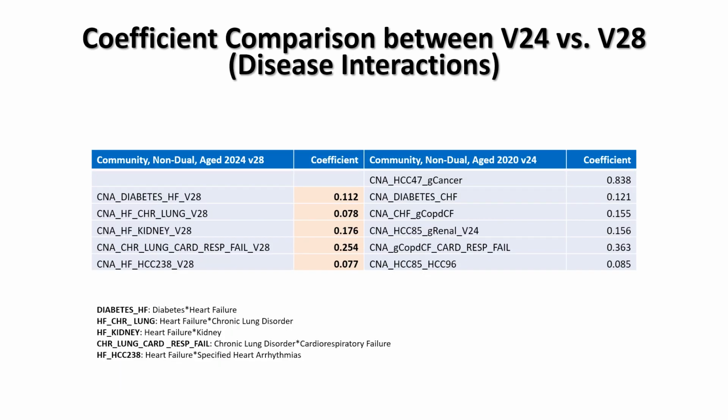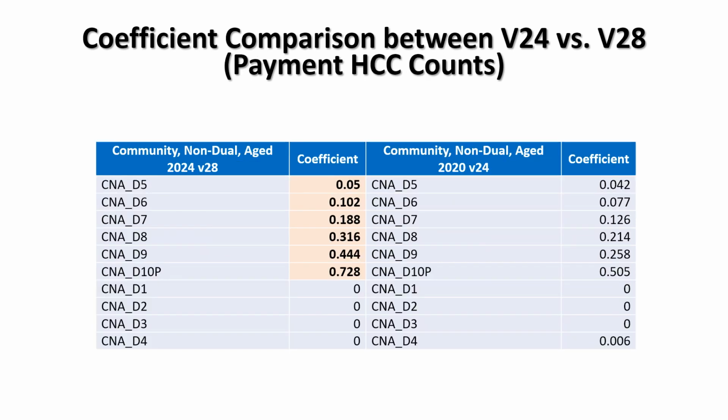Disease interactions. Certain combinations of coexisting diagnoses for an individual can increase medical costs more than the additive nature of the CMS-HCC model predicts. There are some decreases in disease interaction factors in V28. There are relative factors associated with the payment HCC count variables starting between 4 to 6 HCCs. The count variables are added to the risk score after the application of hierarchies. There are some increases in payment HCC count factors in V28.